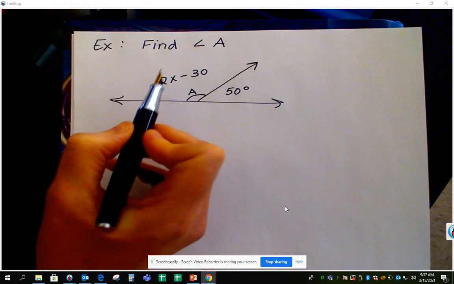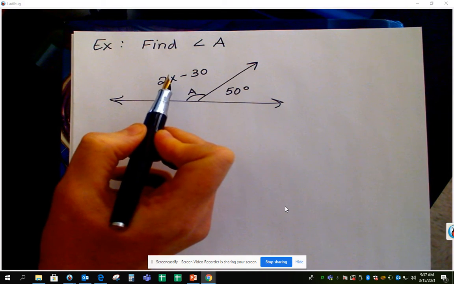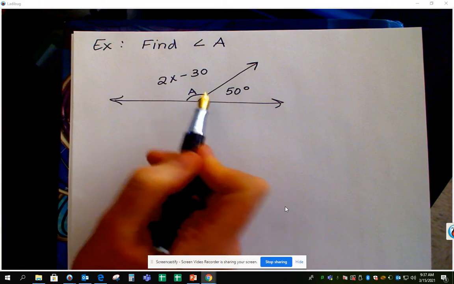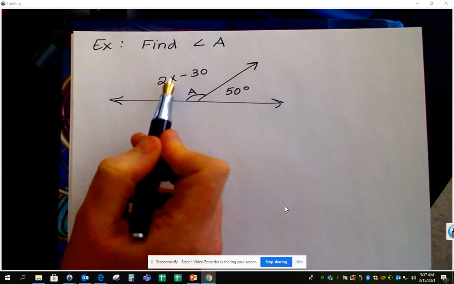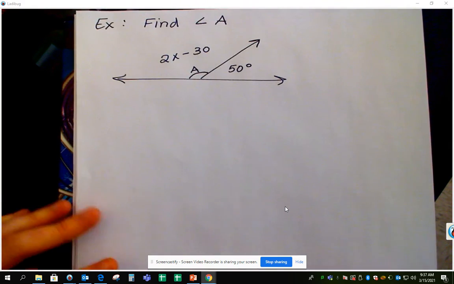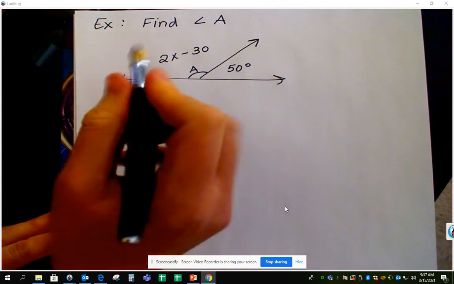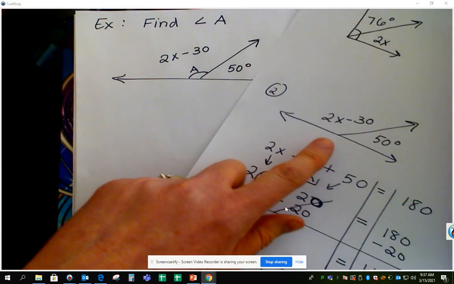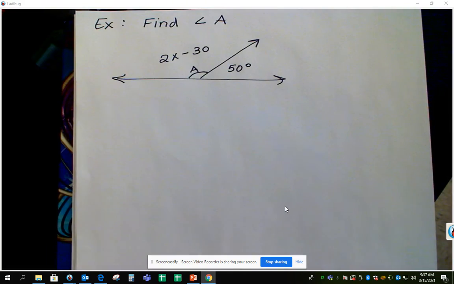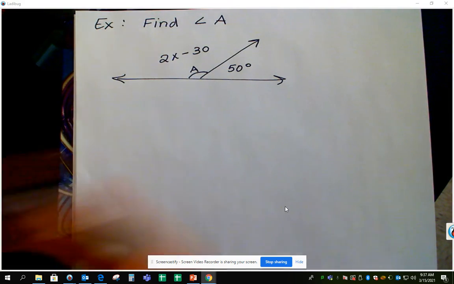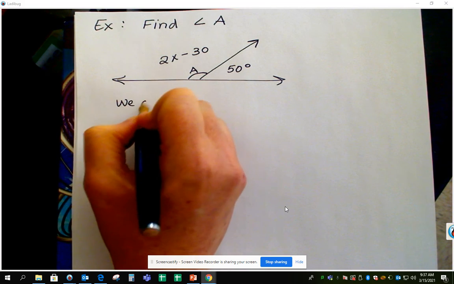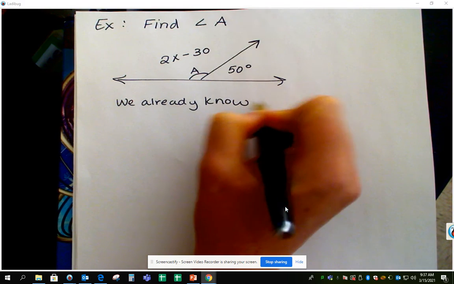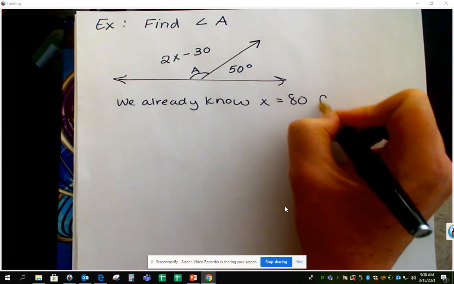So if we just solve for x, we're only getting this number. We're not getting this whole thing, which is angle A. So this is going to be a two-step problem. We need to solve for x first, and then we plug it in to solve for A. So let's try that. Actually, this is the same problem that we just did. 2x minus 30 equals 50. So we already know x is 80. I forgot about that. So we already know x equals 80 from the last problem.